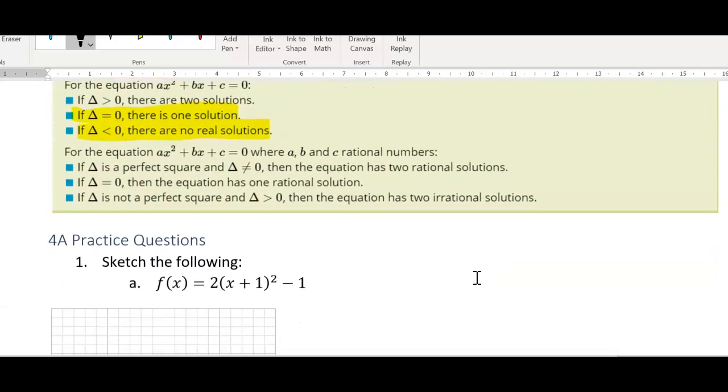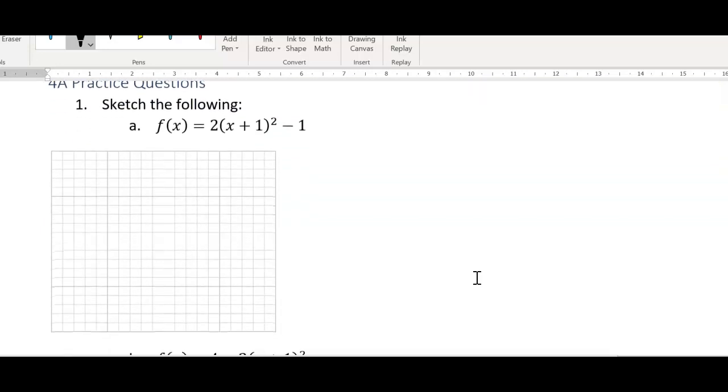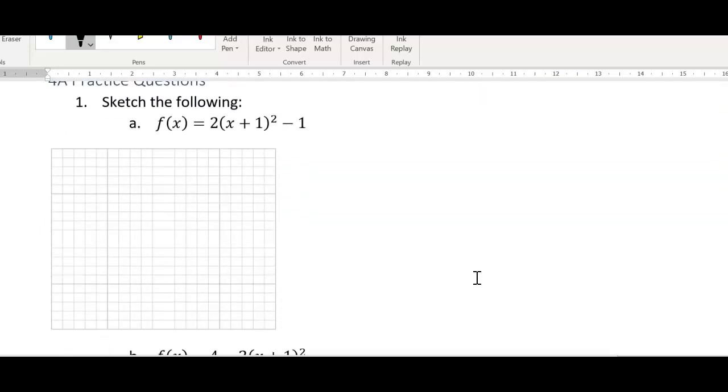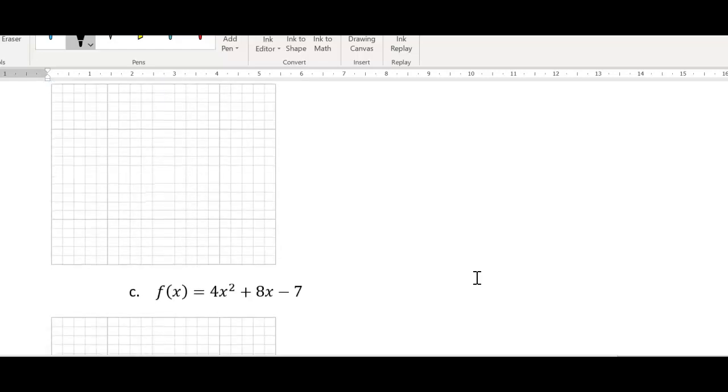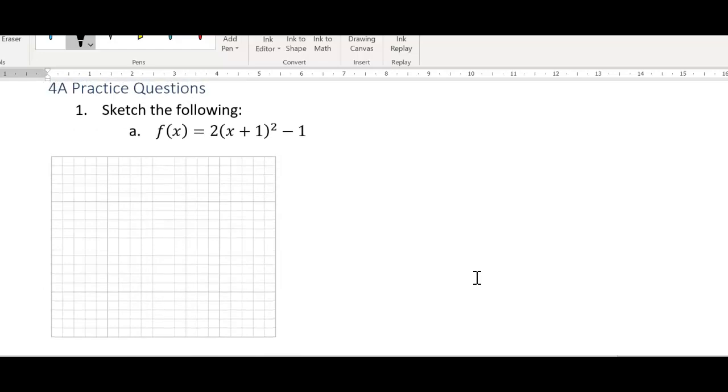All right, so we talked about the discriminant, which is great. So let's have a look at a few of these questions. We're going to do a bit of sketching. Now, the first two, A and B, are in turning point form. You don't have to do this, but it's a good idea to identify a, h and k. A is 2, h is -1, and k is also -1. So your turning point is at (h, k), which is (-1, -1). All right, so that's your turning point.